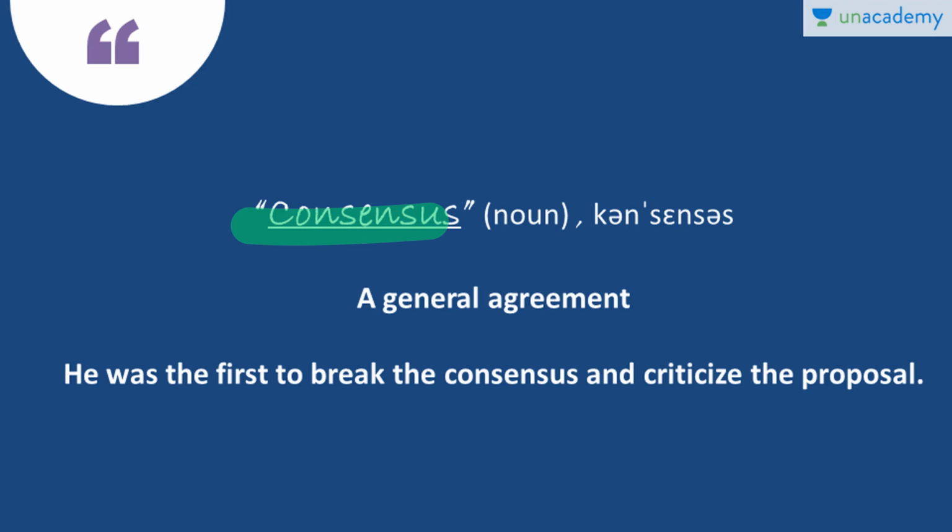I have example 2. He was the first to break the consensus and criticize the proposal. Obviously, there was a proposal, and two companies signed an agreement; that is, they had a consensus. He was the first one to break the consensus. That is, he was the first one to break the agreement which was there between the two parties and criticize the proposal. He broke the consensus and then criticized the proposal. So that's how we use consensus.